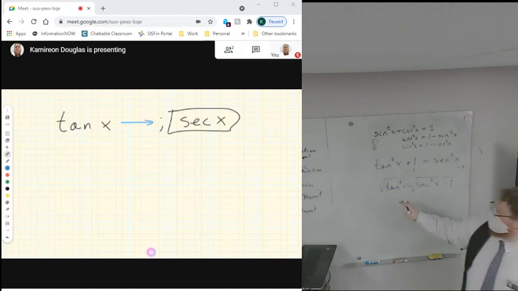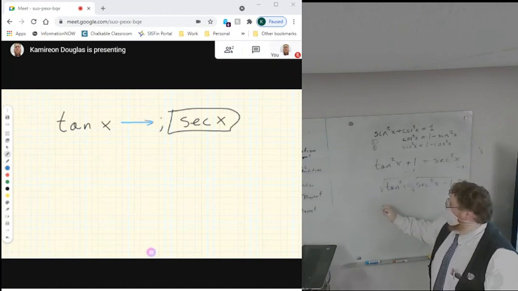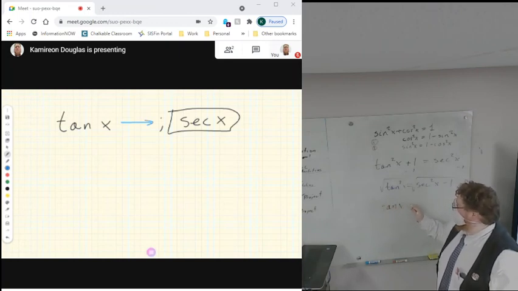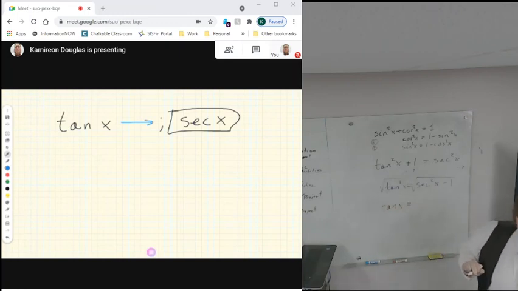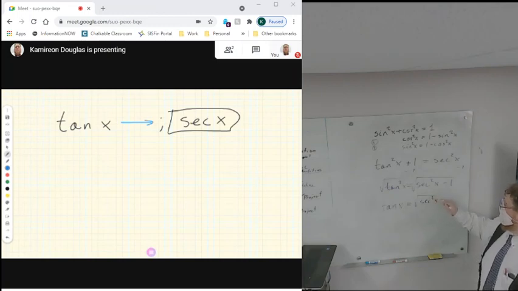Okay, let's talk about what happens to this problem now, because this will get tangent by itself. Remember, squares and square roots naturally cancel, meaning tangent is now alone. Tangent of x. On the right-hand side, we end up with something a little bit nasty, a square root of secant squared of x minus 1.